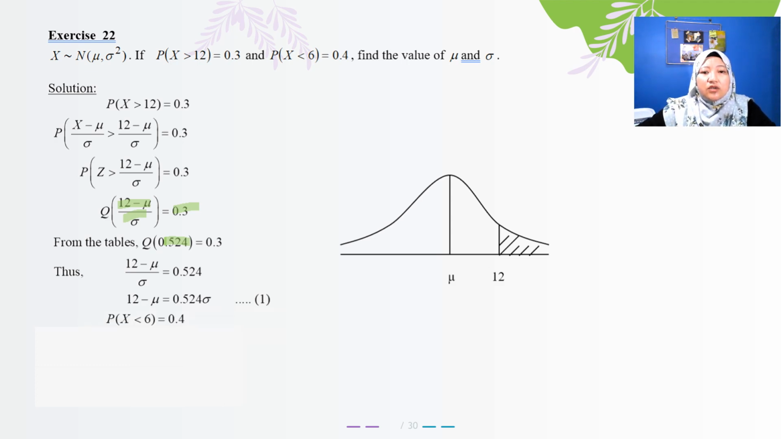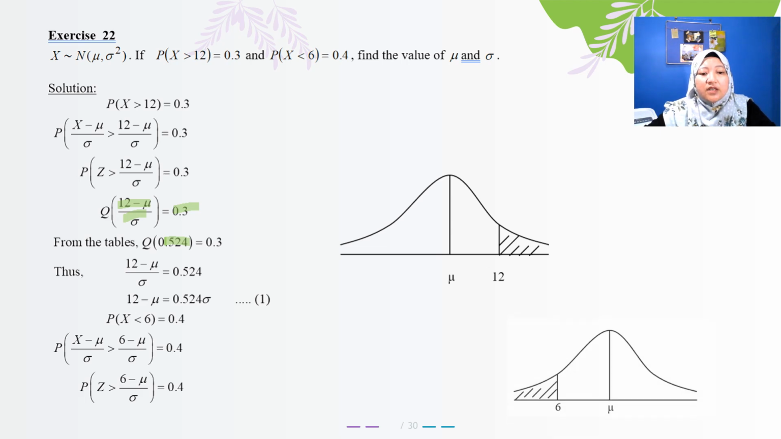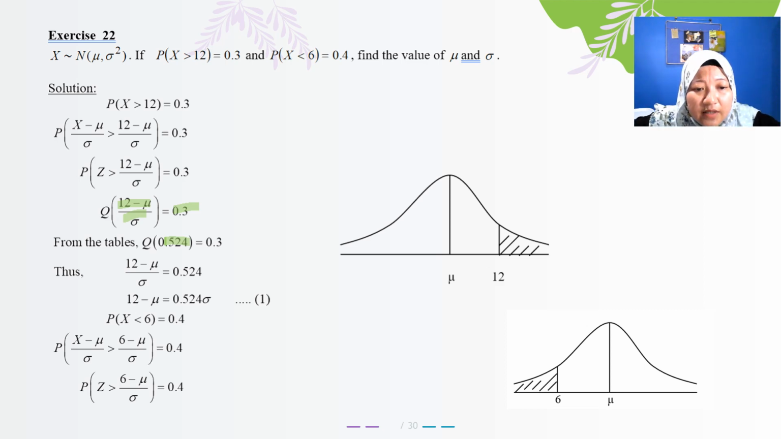Okay, next use the second information, x less than 6 equal to 0.4. Change into z-score. Okay, like this. And read the table. Okay, this one. Greater than 6 minus mu over sigma.